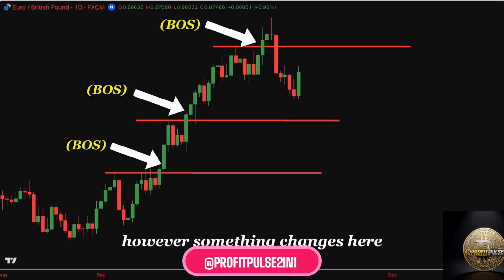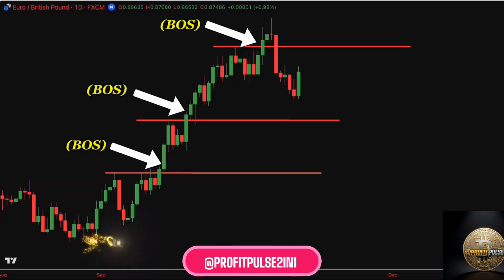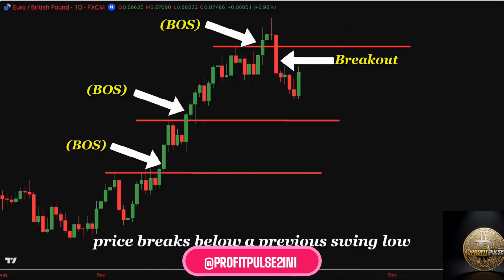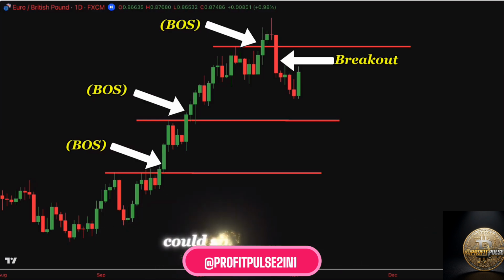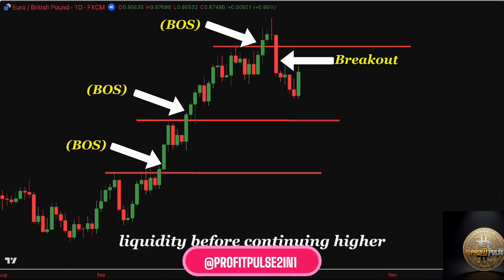However, something changes here. For the first time, price breaks below a previous swing low, forming a bearish change of character. Now, this does not automatically mean that the trend has reversed. The market could simply be taking liquidity before continuing higher.